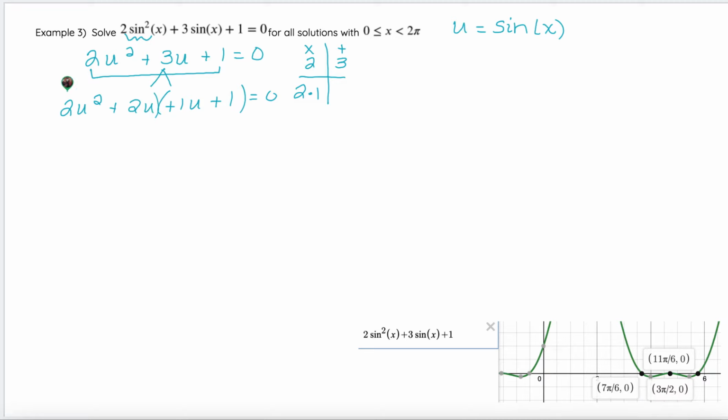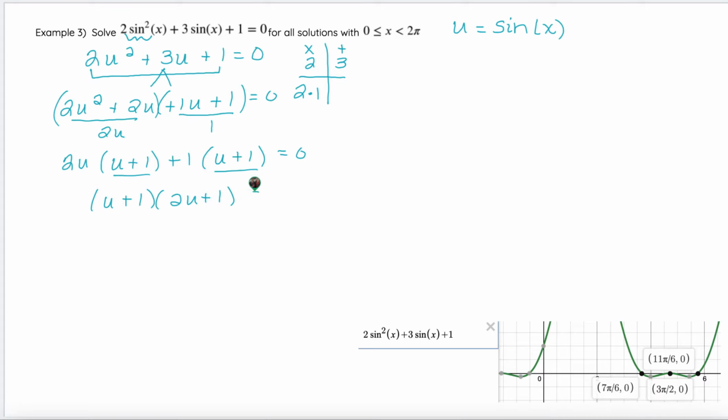Group in pairs of 2. The first two are divisible by 2u. The second is divisible by 1. 2u and u plus 1. Ooh, this is working out nicely. They have a common binomial. We will factor out the common binomial. And now that it's back into our factored form, we'll replace u back with sine.